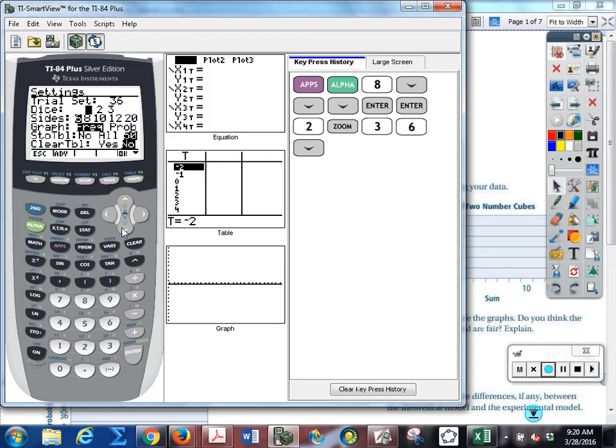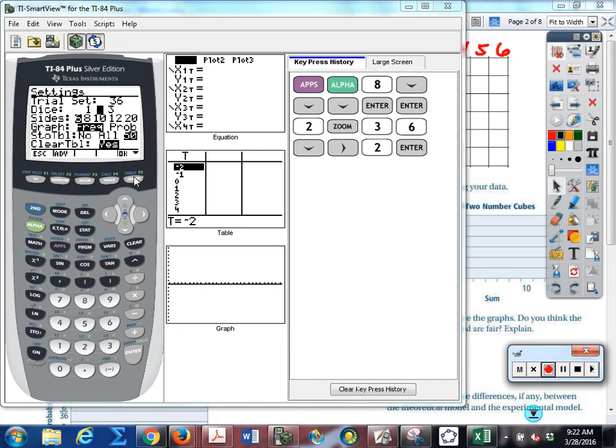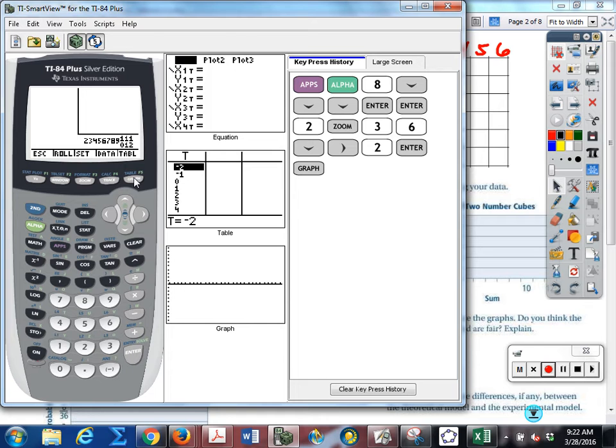How many dice do I want? I want to roll two dice. How many sides do I want the dice to have? Do I want to store it in a table? Should I clear the table first? Yes. So that's the settings I'm going to use, and then I'm going to push OK, and it's going to roll two dice 36 times for me. Oh, I got to hit roll, and it will roll it for me.